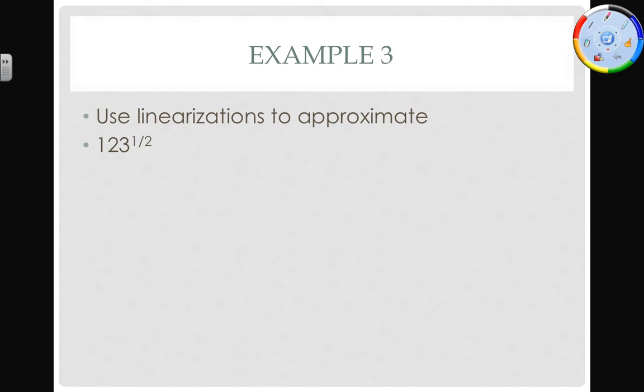Actually, I got two more. Sorry, I forgot what questions are coming up next here. I want to use linearizations to approximate the square root of 123. So what we need to think about is the fact that we're kind of taking the square root. So I'm going to look at the function square root of x.